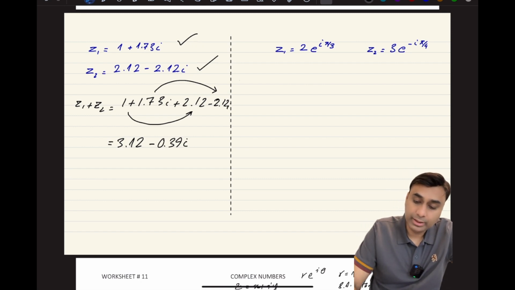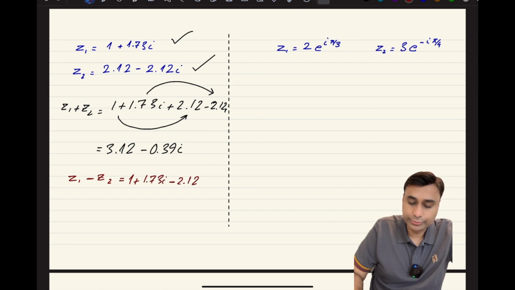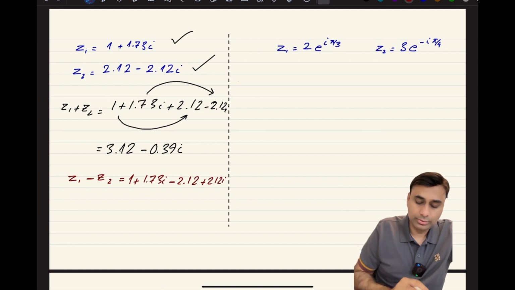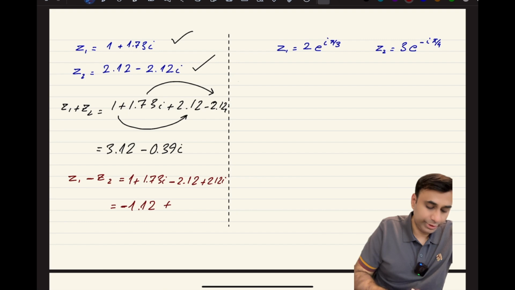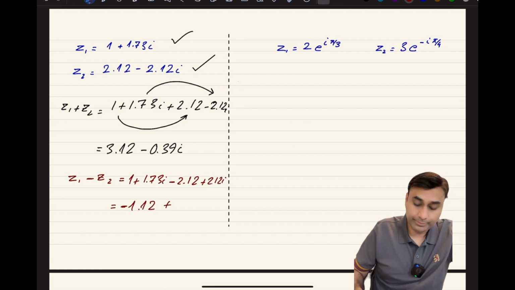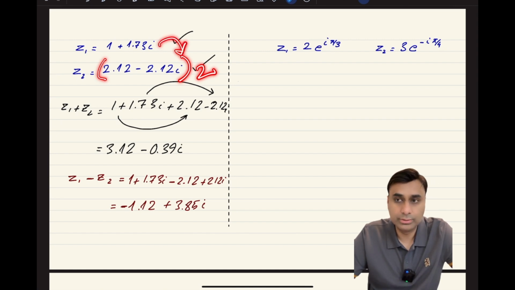So see how simple it is when I have to add two complex numbers in the rectangular form. Or even if I have to subtract, like I have to find z1 minus z2, it's just going to be 1 plus 1.73 iota minus 2.12 plus 2.12 iota. So I can just simplify it out as negative 1.12 plus, if I do 1.73 plus 2.12, I will get 3.85 iota. I can even multiply a particular complex number by something, like if I have to find z1 plus 2z2, I can multiply it by 2 and then add on to it.